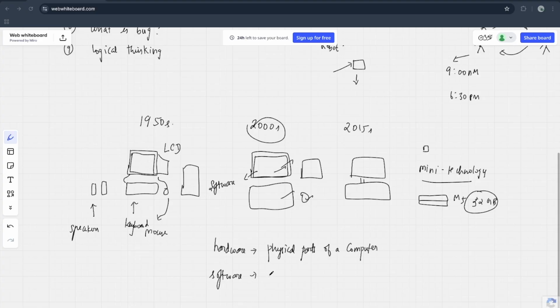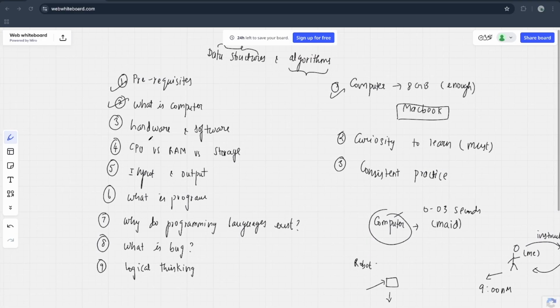So software means non-physical parts. I can give you another example. For example, we are human beings and we are here for a purpose, right? We are in this world because of something to get done. So our human body is actually hardware, and our soul is actually software. We can't see our soul, we can only sense it through the hardware, our human body. So that's the difference between hardware and software.